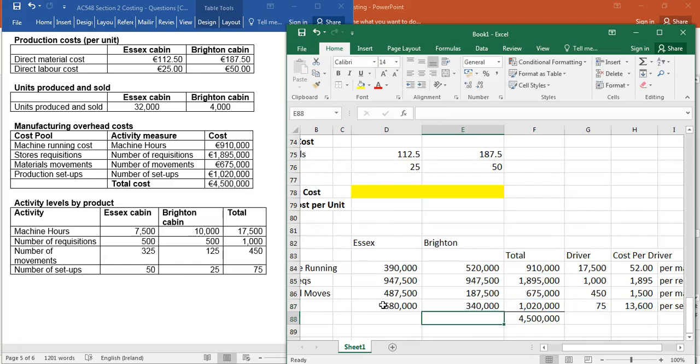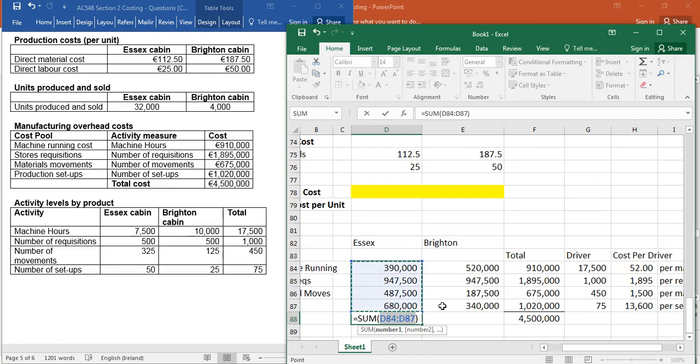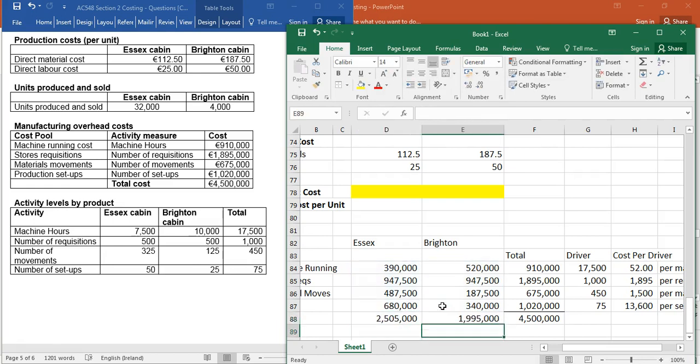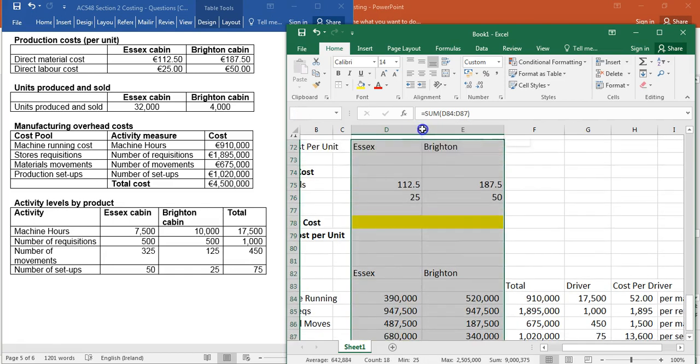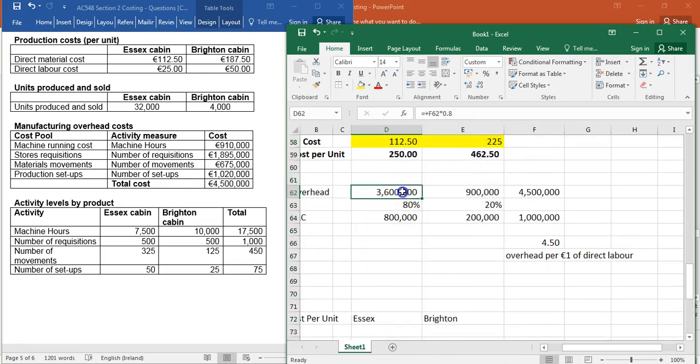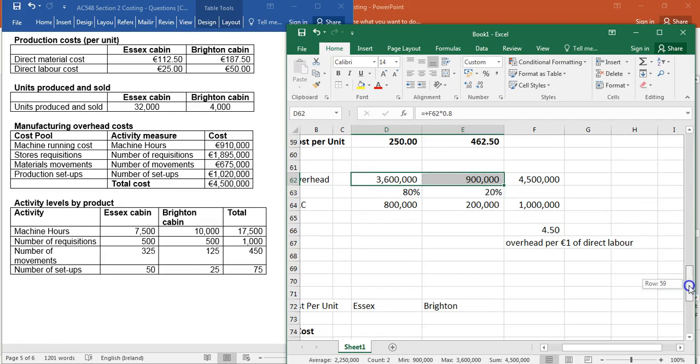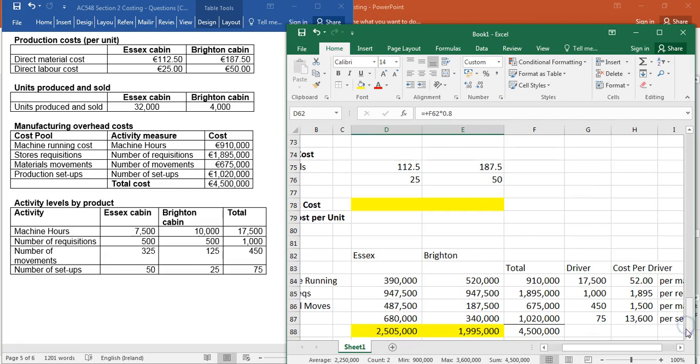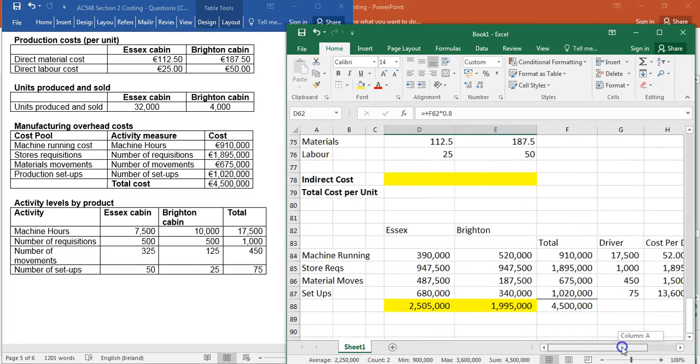So your starting point for activity-based costing is always get the totals and divvy them up between the number of products. This is only 2 products. In other questions you may have 3 products. So that means we're giving overheads to Essex of 2.5 and overheads to Brighton of just under 2. So the total is still 4.5, but the split is 2.5 to 2. And if we go back up and look at what we did in traditional, we split it 3.6 to 900. So completely different split compared to what we're coming to now. So that's the danger of using one cost driver that's too crude. It misses how the products are actually consuming overheads.